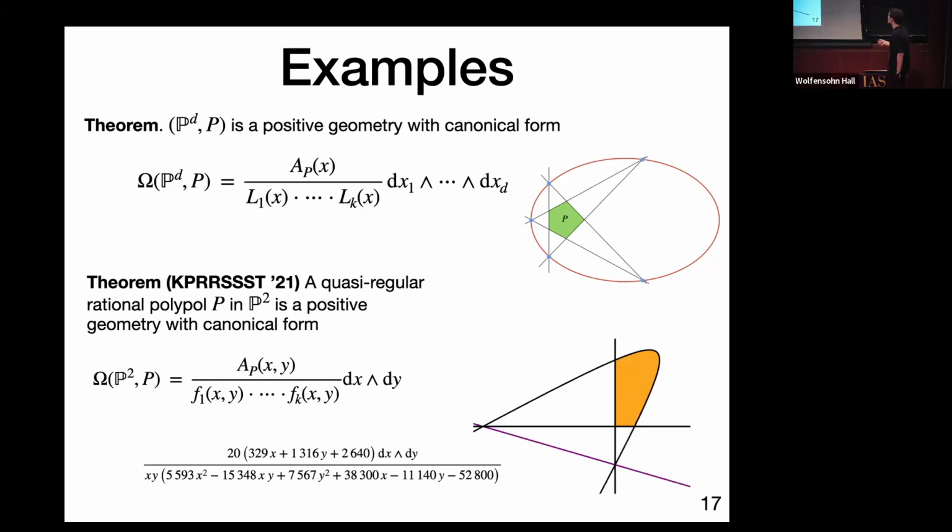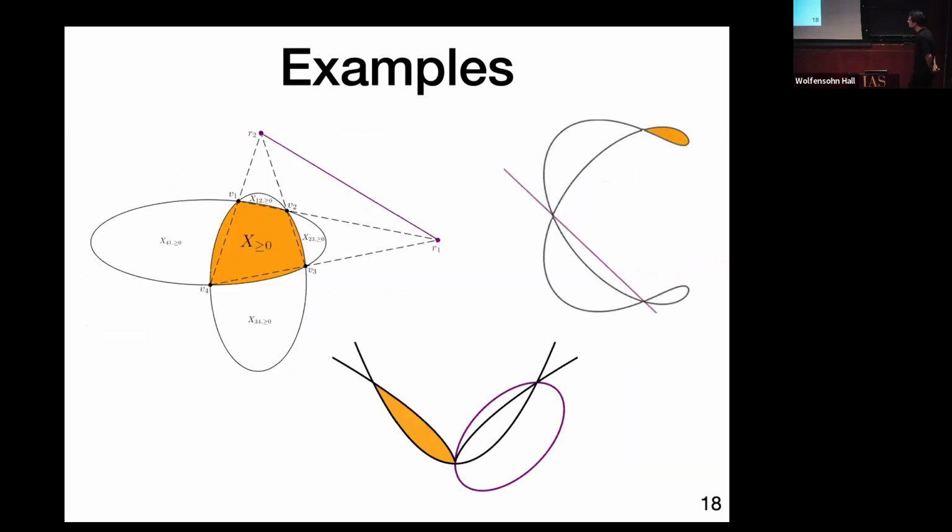This is an example I showed before. So here is the canonical form. In the denominator, you see x equals 0, y equals 0, and something quadratic equals 0. The adjoint is the purple line. That's the numerator. Okay, just to tell you, the assumptions that I made on my rational polypol so far were a bit restrictive.